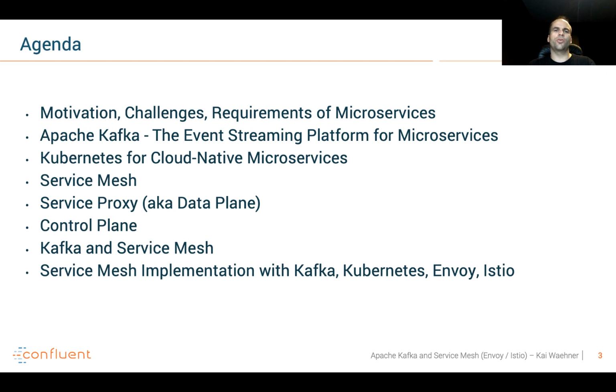So in the end, I will show a few practical examples of how Kafka and ecosystem and Kubernetes and a service mesh can be combined the right way. Let's begin with the motivation, challenges, and requirements of microservices.